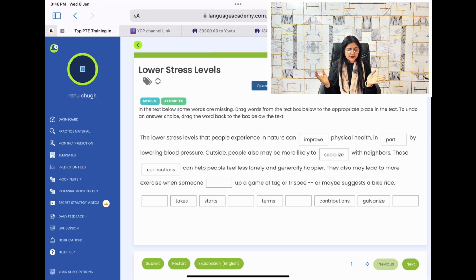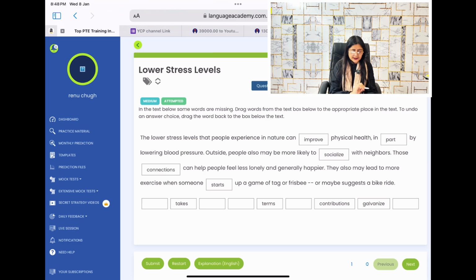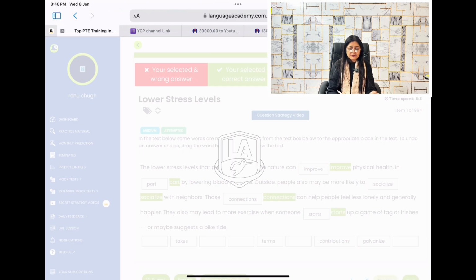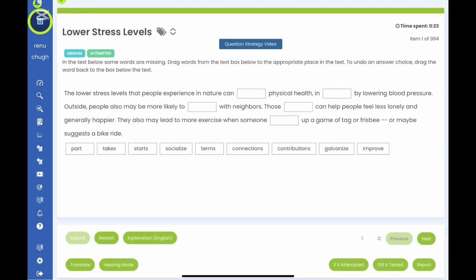They also may lead to more exercise when someone dash up a game of tag or frisbee. So when someone is singular, we'll be using V-s. So what could be the right phrasal verb over here? Takes up a game or starts up a game. Start up, we have commonly heard the word startup. Okay, so we'll be using here starts up a game. Now let me submit and check our result. Yeah, we have absolutely all right.